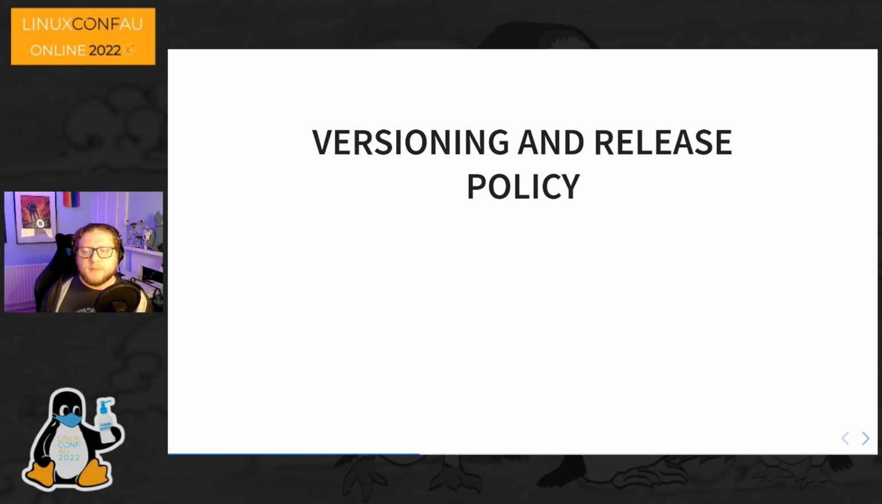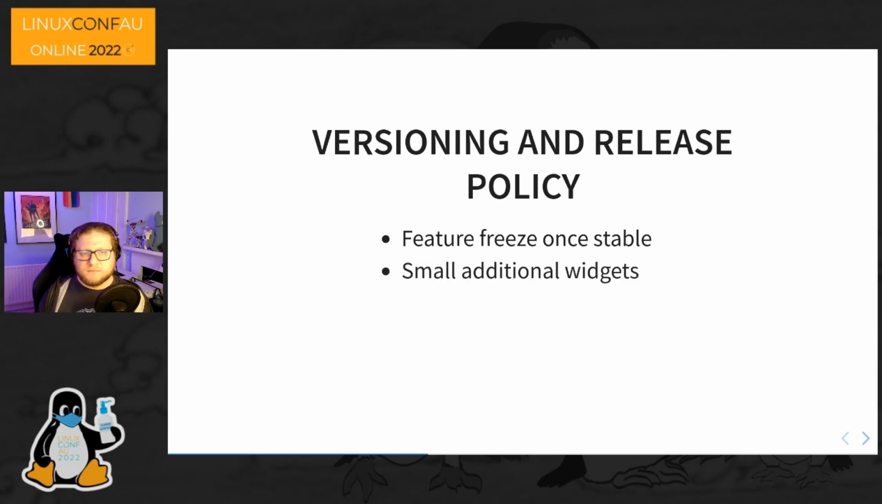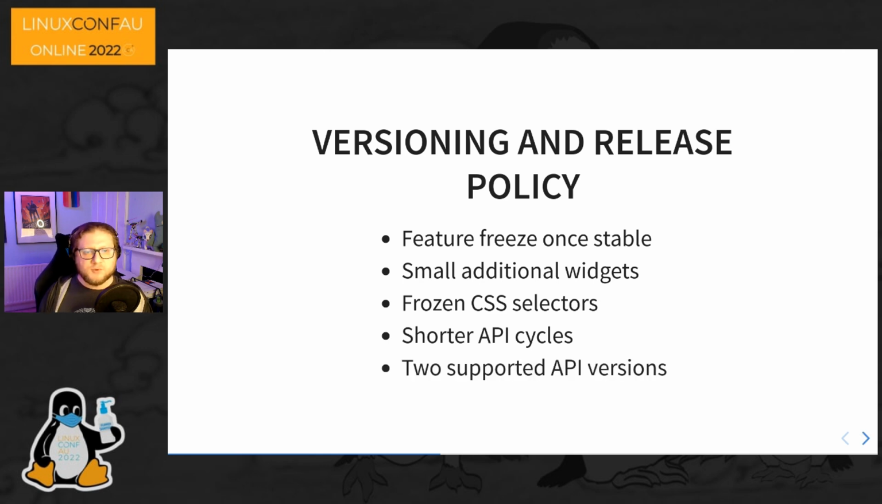Additionally, the new development cycle will contain a roadmap for future major API work, as well as the support window for existing stable releases, to shorten the development cycle while providing a reliable schedule. So: feature freeze once stable, just adding small widgets, freeze the theme, shorter API cycles, and a window of 2 supported API versions.